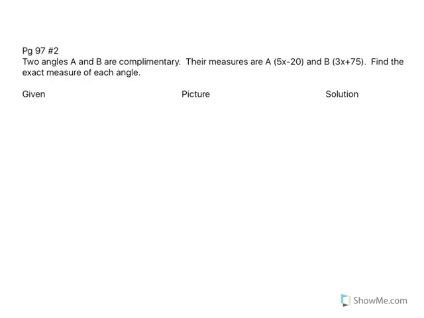Second example is from page 97, number 2. Let's read the question. Two angles A and B are complementary. I'm going to put that under the given. Okay, they are complementary. Their measures are A is 5x minus 20 and B is 3x plus 75. Find the exact measure of each angle. Okay, I'm going to put the measure of angle A under given as well.